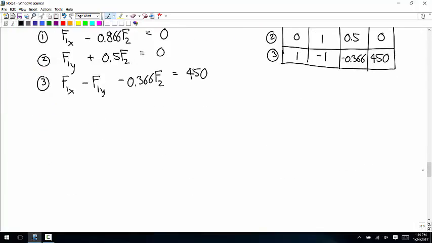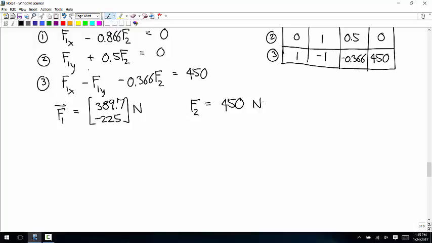And if you run that through reduced row echelon form, you get F1 equal to 389.7 and negative 225. That's in newtons. And the force F2 is equal to 450. Any questions about that? Yeah.